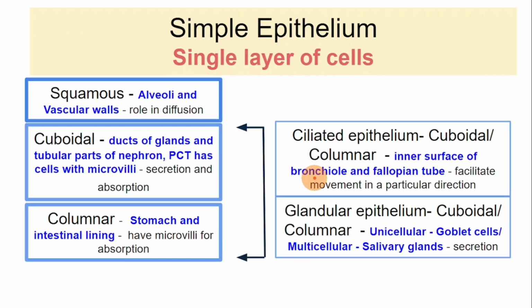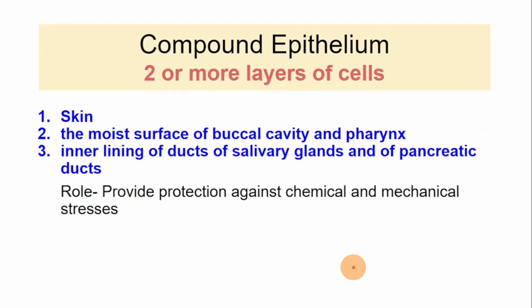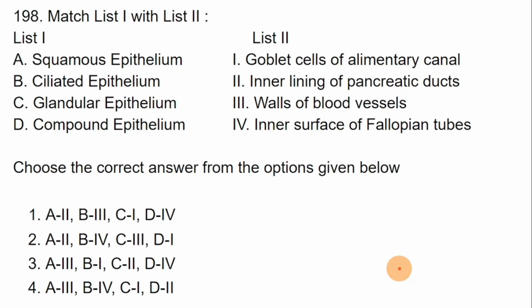So here you saw, salivary glands themselves are example of glandular epithelium, but the duct of salivary gland is compound epithelium. Similarly, pancreatic ducts are examples of compound epithelium. Their role is they provide protection against chemical and mechanical stresses. So many layers will help in protection. So with this background, now we will attempt the question.